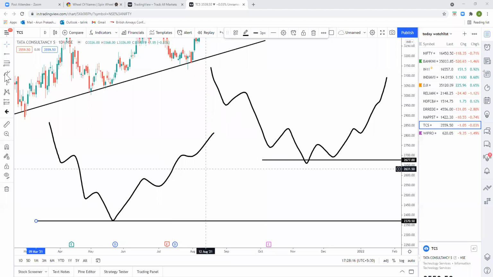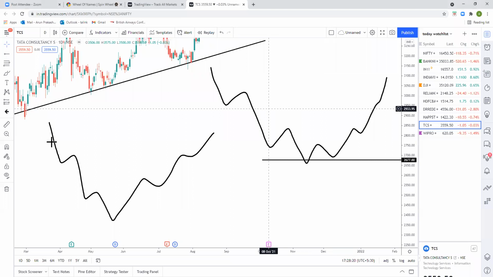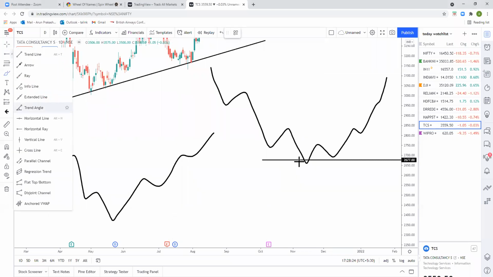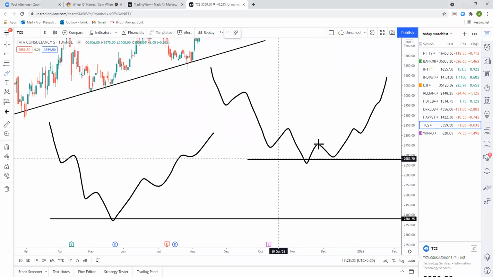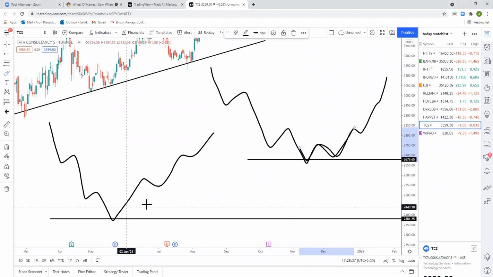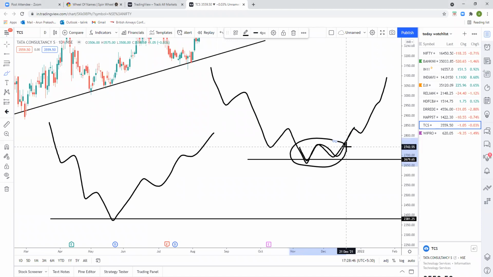Yeah, very good. So the main difference between both of these structures, both are at the support, both have reversed from the support, but the difference is this one is moving up after a consolidation, but this consolidation is not here. Most of the times, I would say 90% of the times, you will get this consolidation. I will not be entering into any stock before it is consolidating at the support. That would be like catching a falling knife.